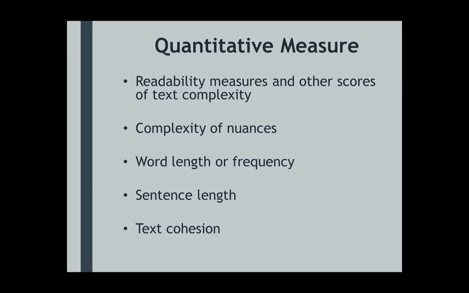We have readability, and there are several things that we can use to determine readability and to score text complexity. But we also need to look at the complexity of nuances, verbiage in the passage that may be subtle, that may not be just staring them in the face, that they're going to need to be able to pick out. When we're looking at quantitative measuring of complexity, we look at word length, frequency, sentence length, and text cohesion. All those things give us a measure of what the quantitative complexity could be.